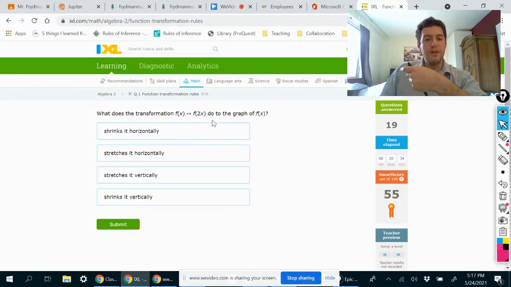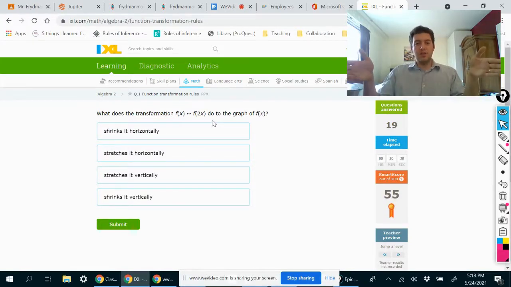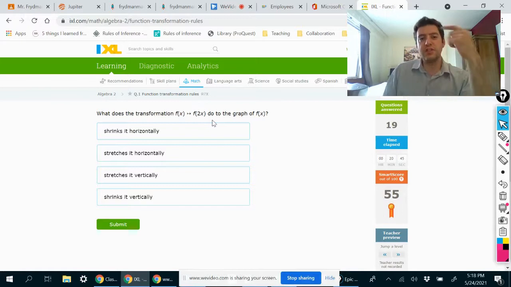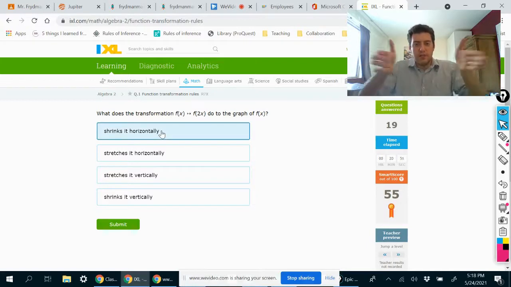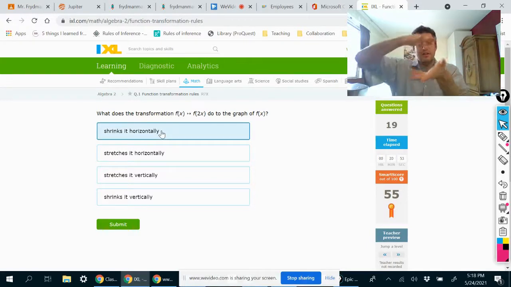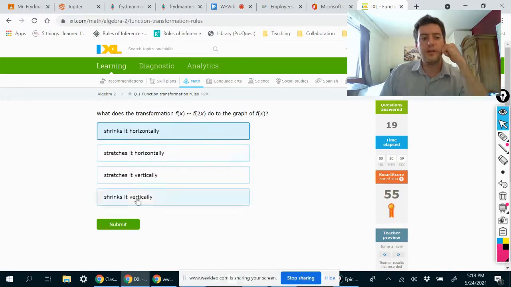Okay, this is like everything is happening twice as fast, right? And what that's going to do is it's going to shrink the graph along the x-axis. We just did that example a few minutes ago. All right, so it would shrink it horizontally. Remember, this is horizontal, this is vertical, right? Vertical is the up and down direction, horizontal is the left and right direction.